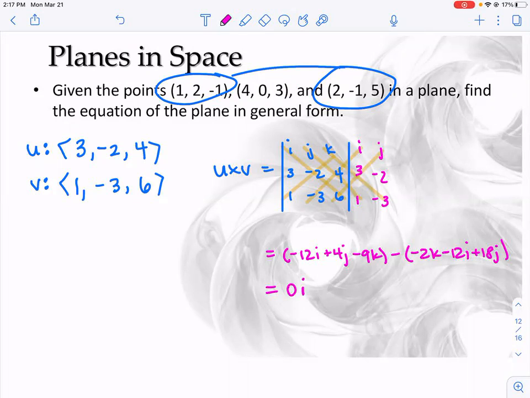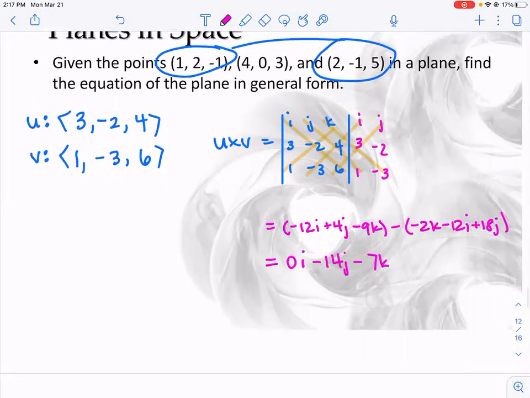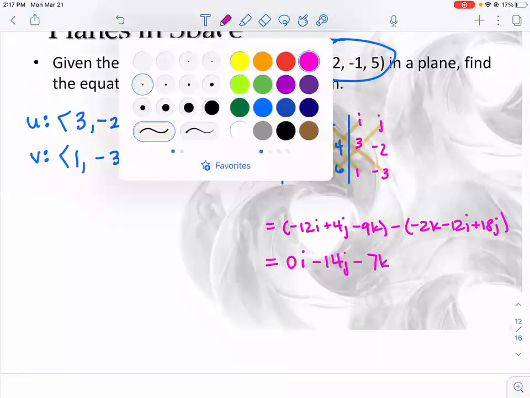What about our j's? And a 14j and k. Okay, so there is our normal vector. When we take the cross product of 2 vectors, the result is orthogonal to both. So here is our vector. Does it matter which coordinate we pick from up here? No, it doesn't. Which one would you like to pick?